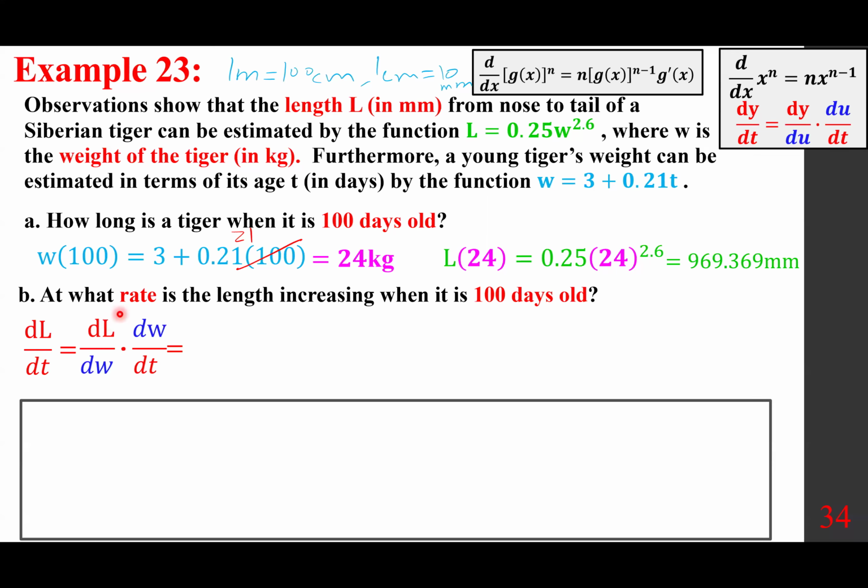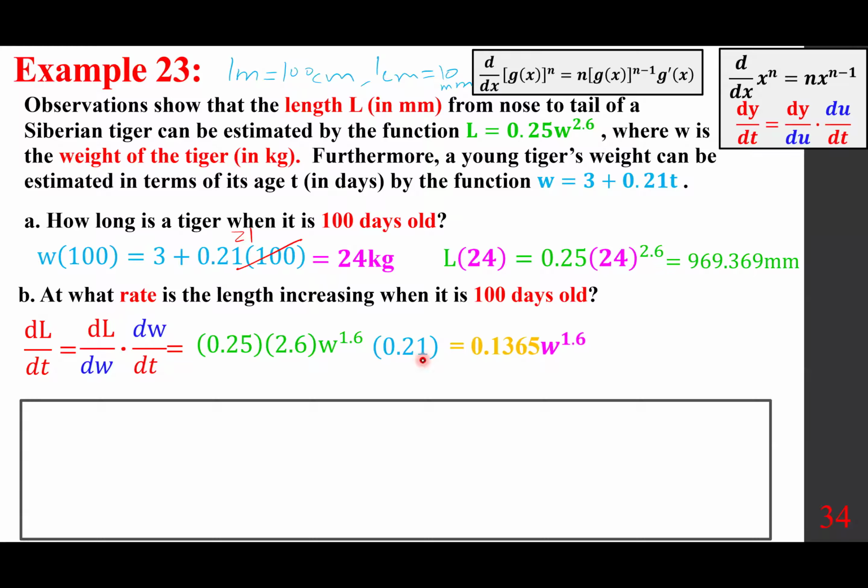Now, what is dL/dW? This is a basic power rule. So it's 0.25 times 2.6 times W to the power of 2.6 minus 1, which is 1.6. So that's dL/dW, times dW/dt. What is the derivative of this with respect to t? Just 0.21. So you multiply the three numbers, 0.25, 2.6, and 0.21, and put it in front.